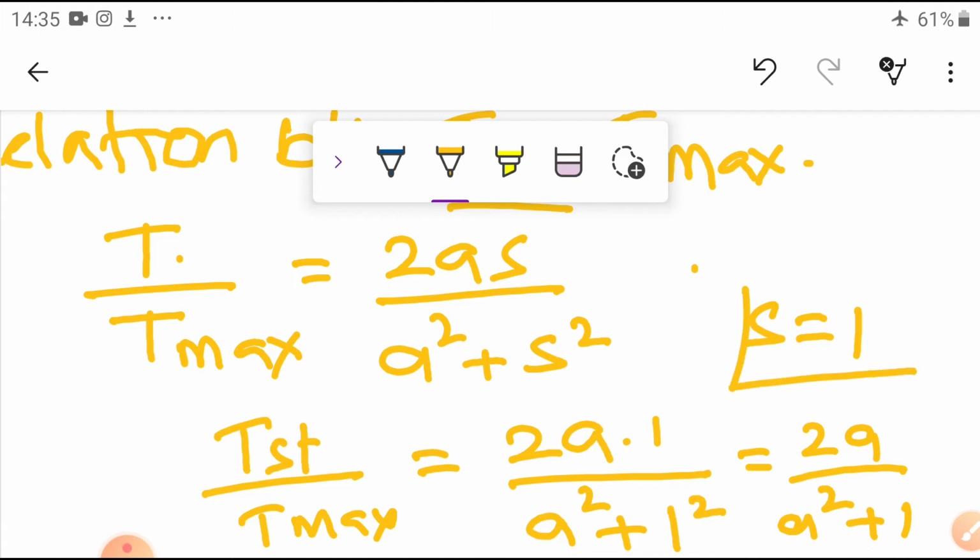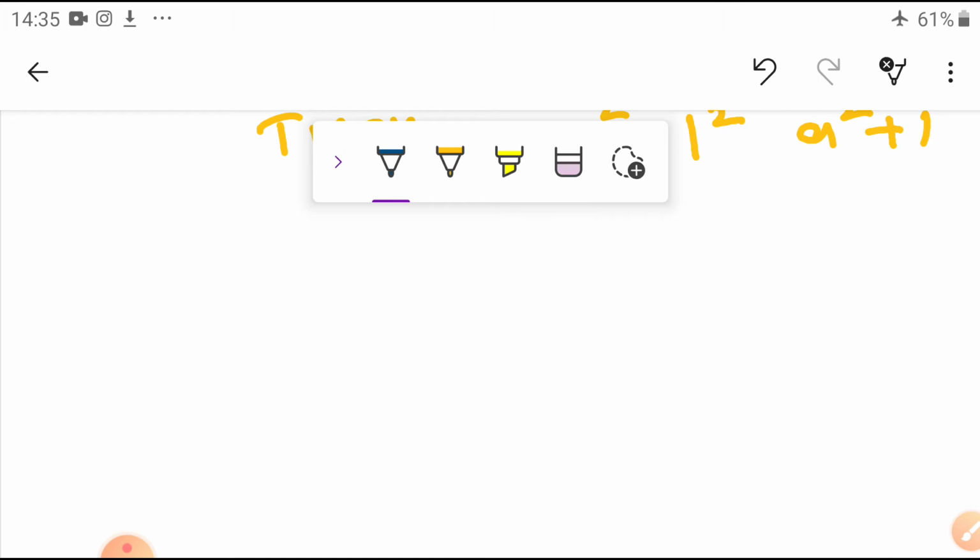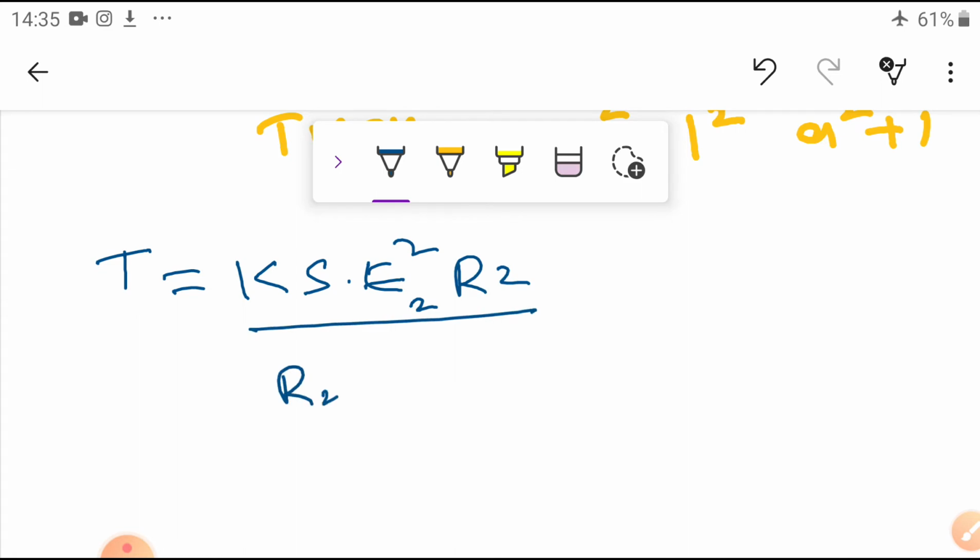Simply substituting slip equal to 1 at standstill condition: at starting, S is equal to 1, the relative motion between the RMF and the rotor conductors is maximum, that is equal to 1. Or you can derive that directly, since we know the equations. Alternate method: write the formula. Normal T is equal to K into S into E2 square R2 by R2 whole square plus Sx2 whole square. This is the formula.